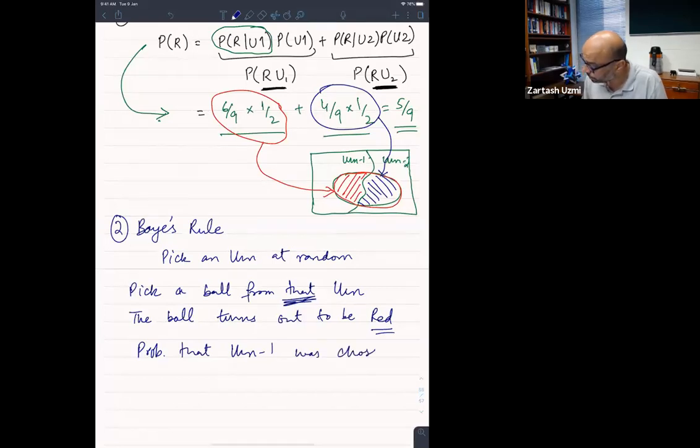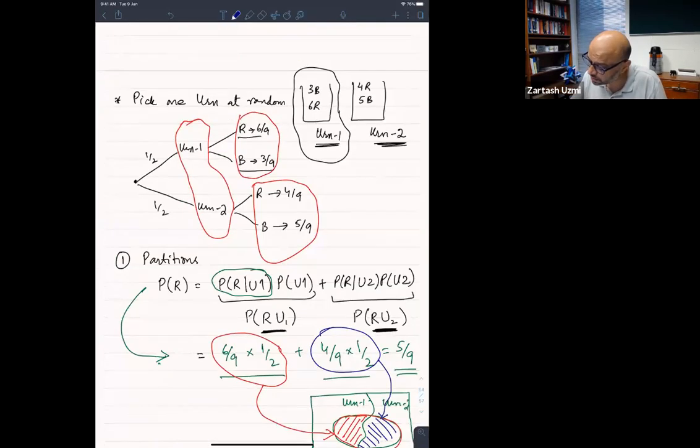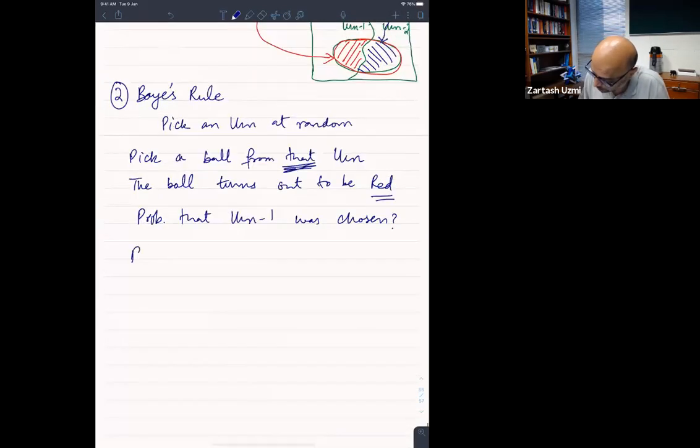So once again, realize that what I'm telling you here is that you have got a red ball, and red can be obtained by two paths. Either urn 1 was chosen or urn 2 was chosen. Now, if I give you that a red ball was chosen, I am asking you the reverse question: what is the probability that it came from urn 1? What is the probability that urn 1 was chosen, given that you have picked a red ball?